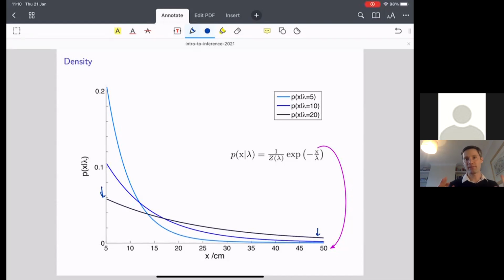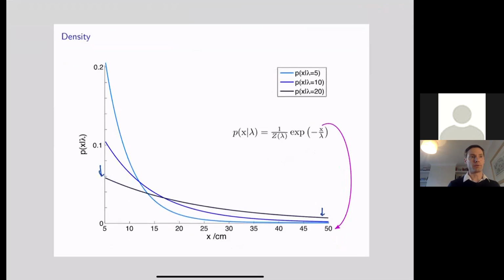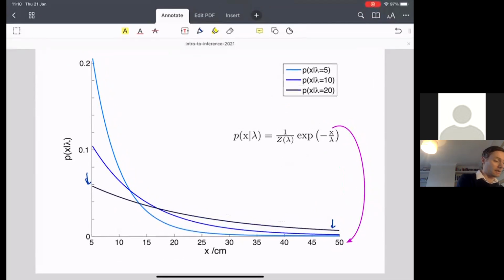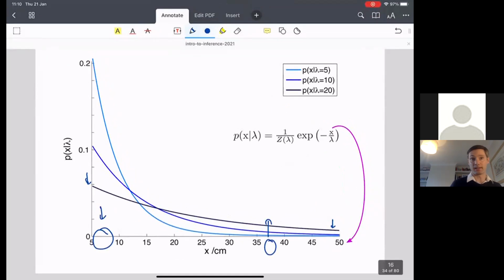Okay, so this should be fairly simple and intuitive, but it has a really important consequence. This is the behavior where the density on the left in this region is getting lower as lambda increases, and in this region over here, the density is getting bigger as lambda increases. That will have some consequences when it comes to applying Bayes' rule that we'll see in a minute.